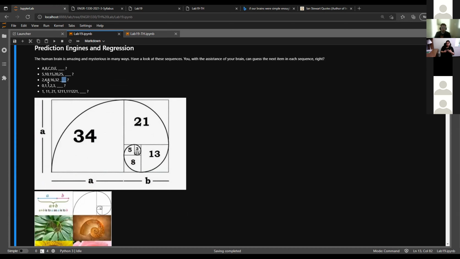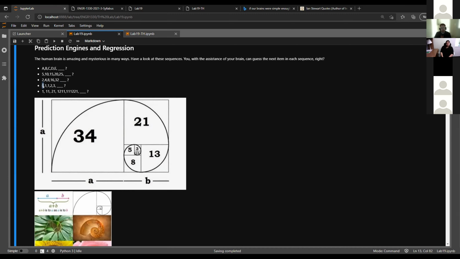We go 2, and then 4, and then 8, and then 16, and then 32, and then something. 64. Yes, that would be correct. This is doubling the number each time. Does anybody know what this sequence is? If you do, you get an imaginary cookie.